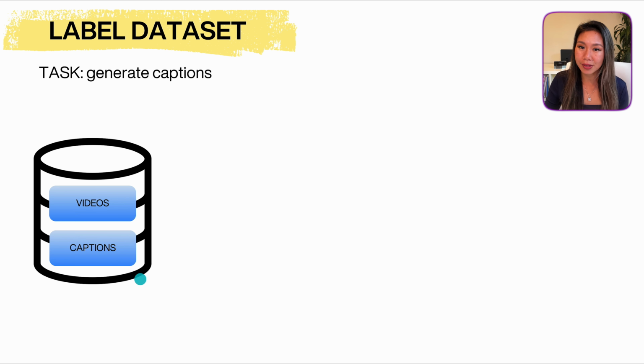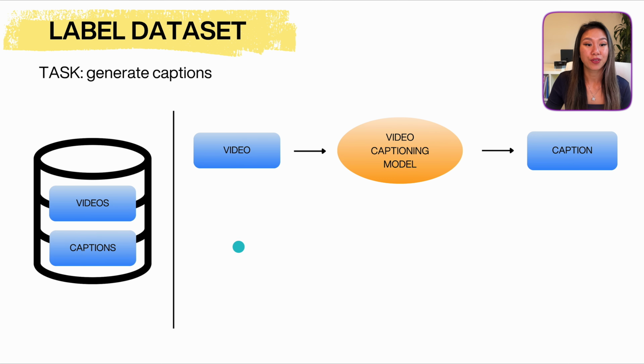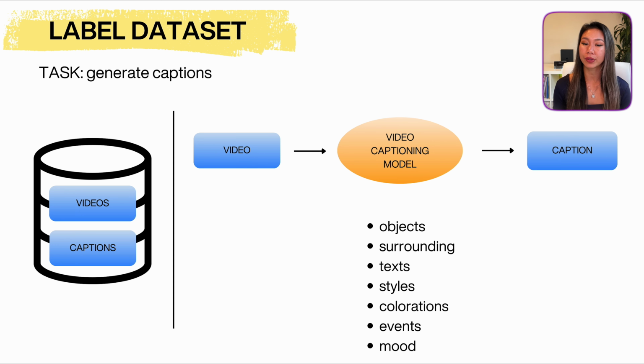All right, we've collected videos, and now we need to give the videos some labels. And since Sora is a text-to-video generator, we need to generate some text that describe the videos, aka captions. Doing it by hand, all 1 million and more samples with humans would take forever. So you employ the use of a video captioning model to automate most of it. You feed in a video to the video captioning model, and it produces captions that describe that video. This model will focus on making the captions as descriptive as possible. So it'll describe things such as the objects, the surrounding, the environment, the visible text, the style of the video, any coloration, any events or actions happening within the video, and the overall mood.